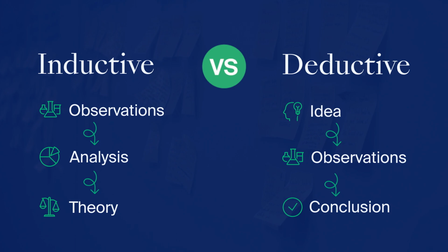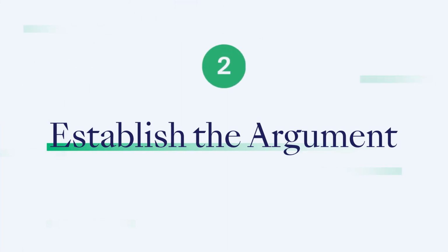Now that we know which type of argument we're going to use, let's look at step 2. Establish your argument. Establishing what your argument is going to be depends on the question that you're trying to address. If you're going to make the argument that Aristotle is in fact mortal, then you need to set up the basis of this argument with our third step.